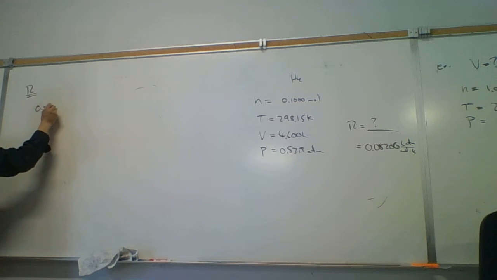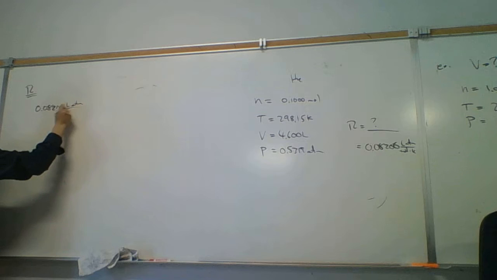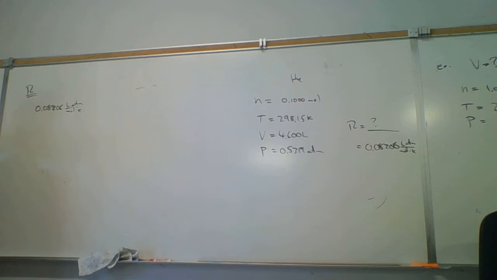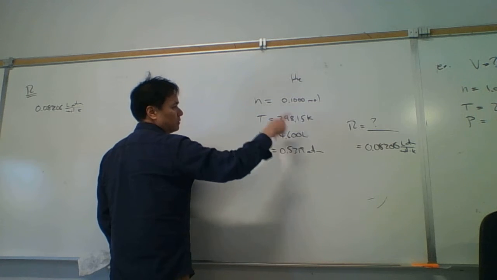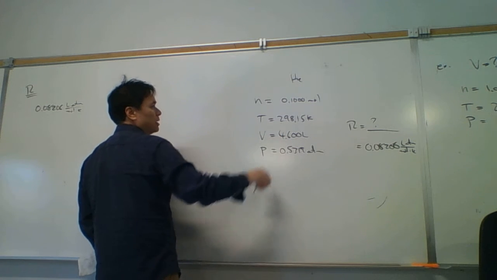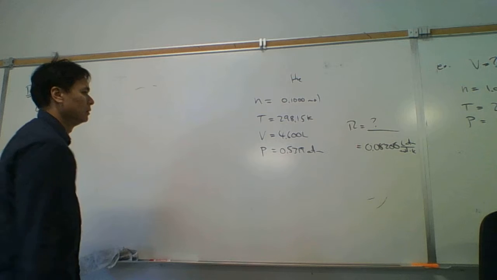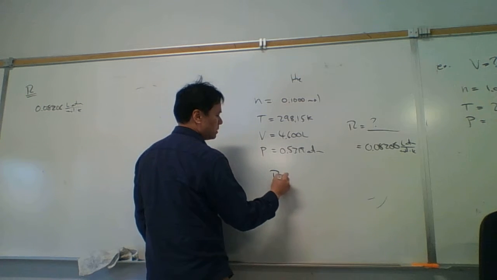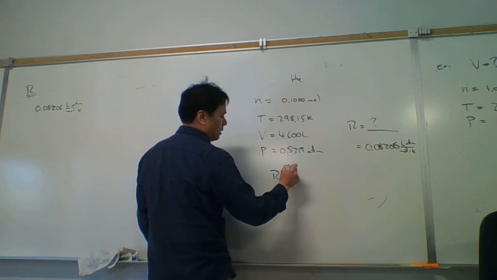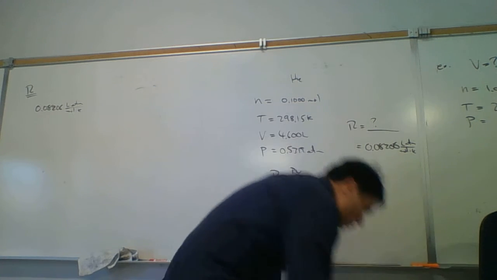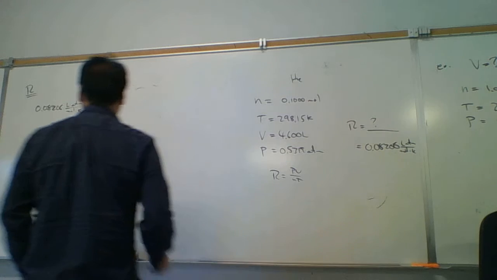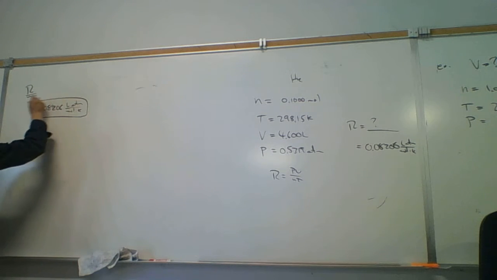R is 0.08206 liters times atmosphere per mole Kelvin. If you measure the pressure, temperature, volume, and number of moles for a number of gases and then get the ratio, it always comes out to R, the same value. R is equal to PV over NT. So this number comes from the data here.